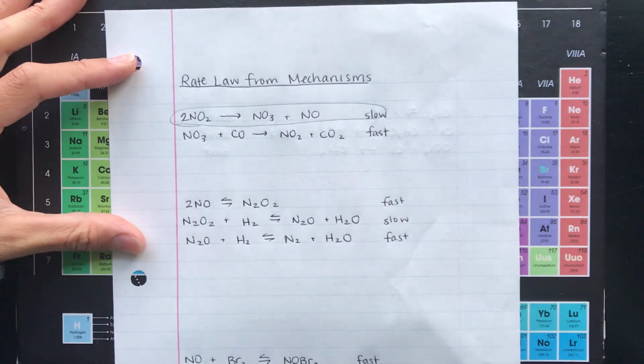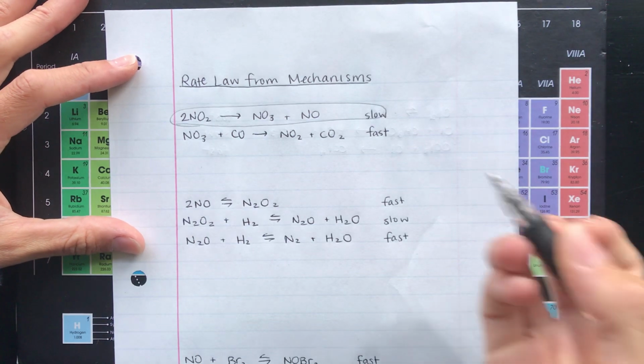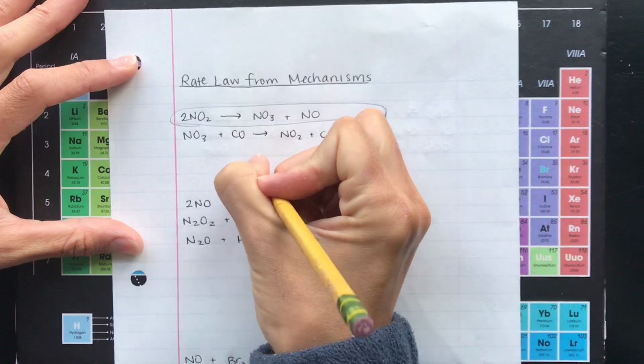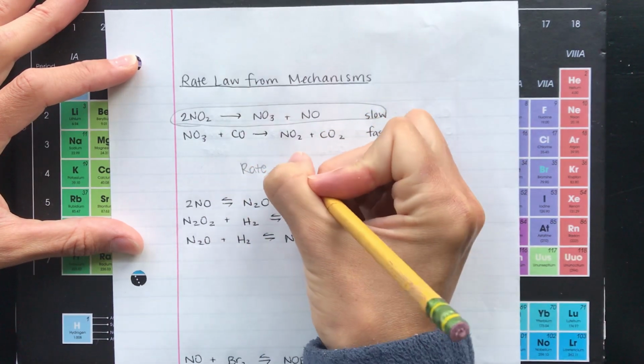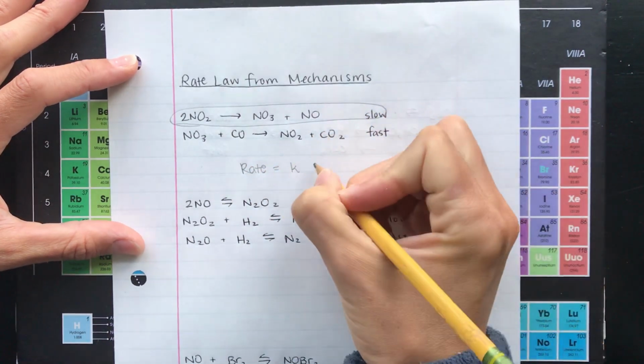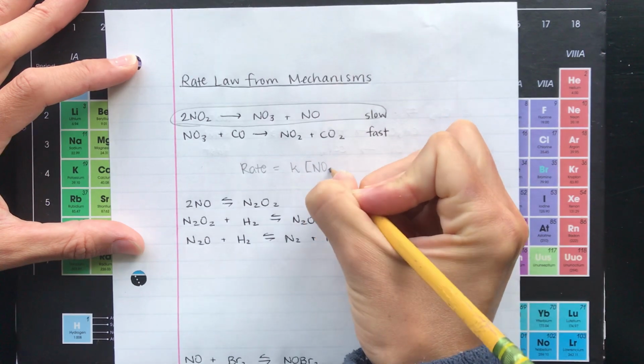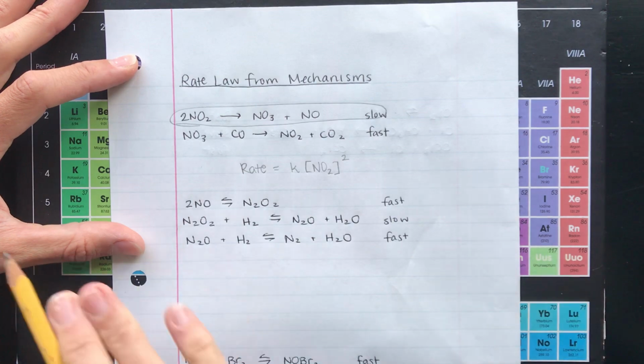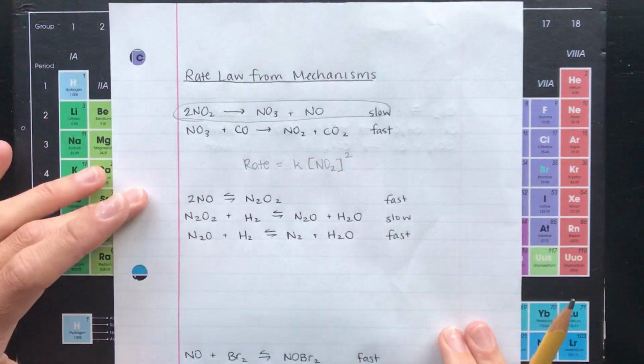So for this one, the rate law would simply be rate equals small k for the rate constant times the concentration of NO2 squared, because there's two of them. Okay, and that's all you need to do and you're done.